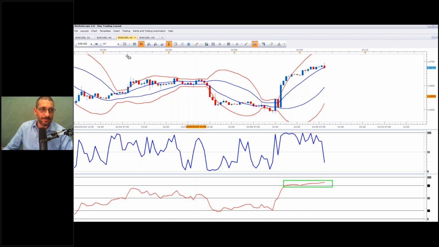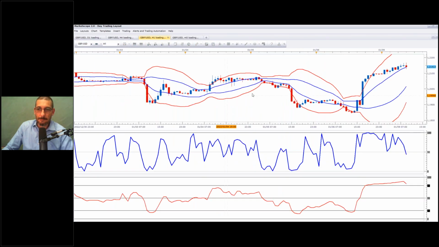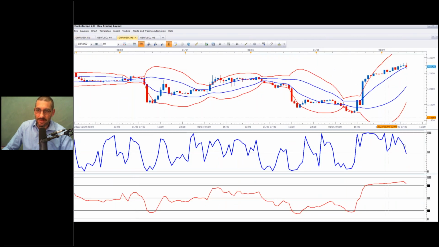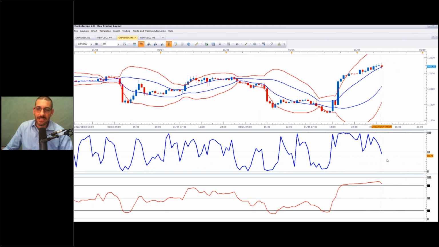Let's take a look at a few others. Take a look at cable. We've got a similar situation here with cable. In fact, cable's hooked down. And we've got a big one, stochastic, pushing into this bearish area below 50. So we're going to just have to wait for the froth to work itself out. So see, that's the froth.